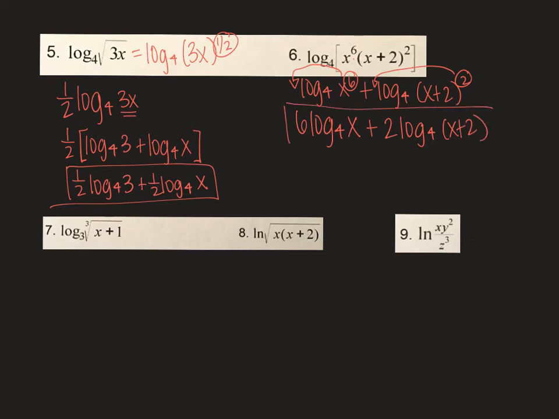We stop here because we can't do anything with this x in the first one. In the x plus 2, we don't have anything to separate logarithms with addition, so they just have to stay as is.